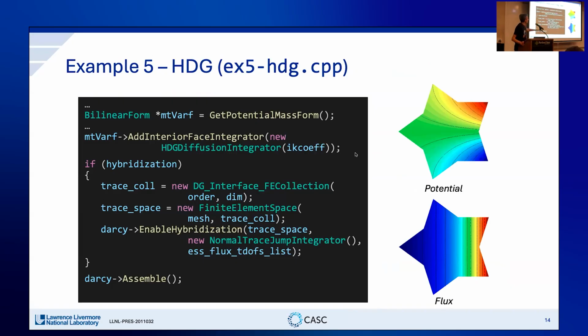But good news, the code is nearly the same. So I just remind you, we had the HDG diffusion integrator for the stabilization term in that LDG formulation, which we use here as well, and it does the magic for us pretty much. So at the end, we again need to just call this enable hybridization.